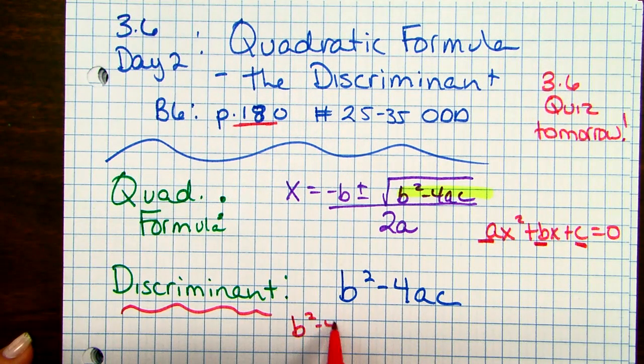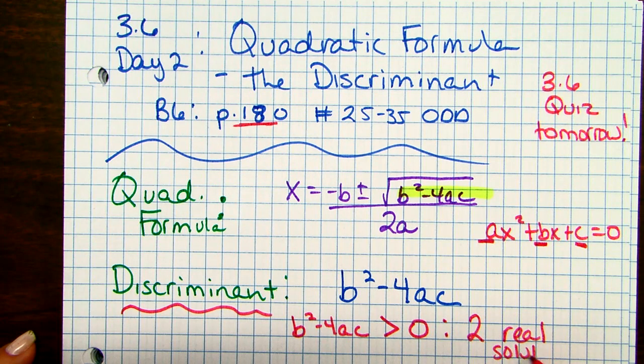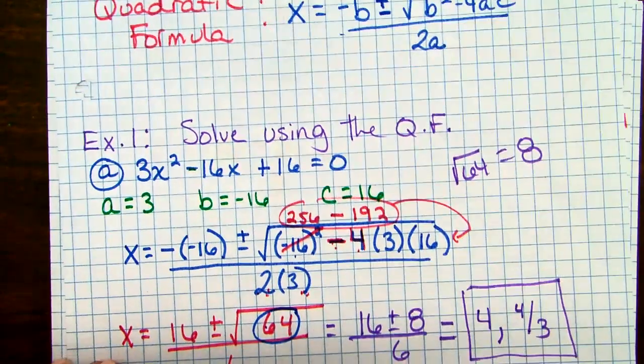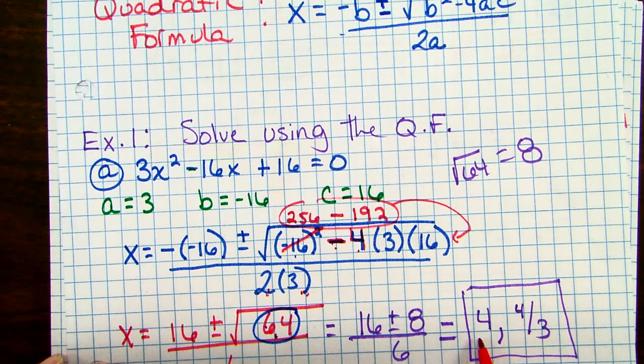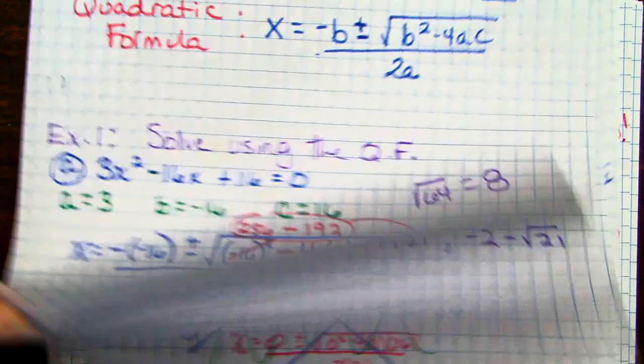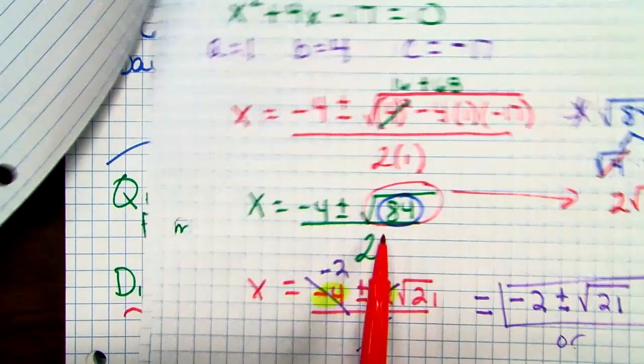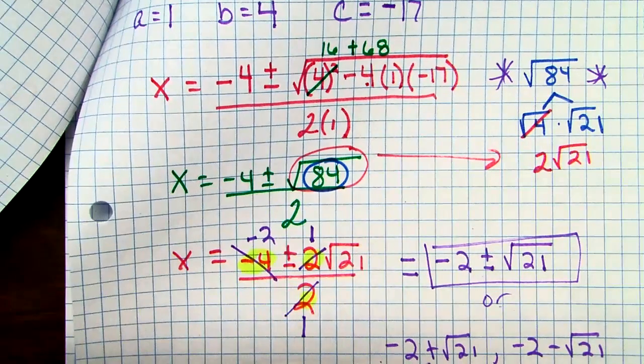If you get a number greater than zero when you do this work, that means you will have two real solutions. If you kept going and did the whole formula, okay? If you do the discriminant work and it's greater than zero, so any positive number, that's what that means. Greater than zero is code for a positive number. Any number. It could be one, it could be 101, it could be 1,000,001. Any number that is positive. And look, we saw that. This is a positive 64. We ended up getting two real numbers, no imaginary, okay? 84, positive number. We ended up with two solutions.